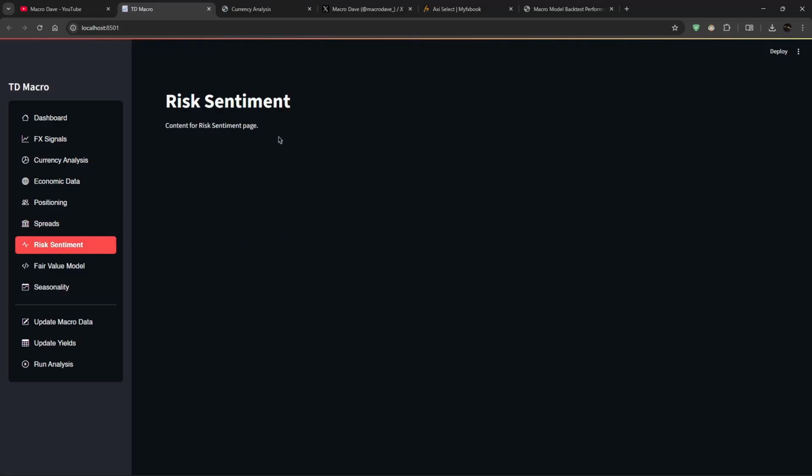And then risk sentiment. Again, I have not built this page yet, but it will show a risk sentiment gauge that looks at different risk indicators of the markets and tells if the markets are in risk on or risk off, because as you know, risk plays a huge part in the markets. So this will be the risk sentiment page, and I'll have a fair value model.